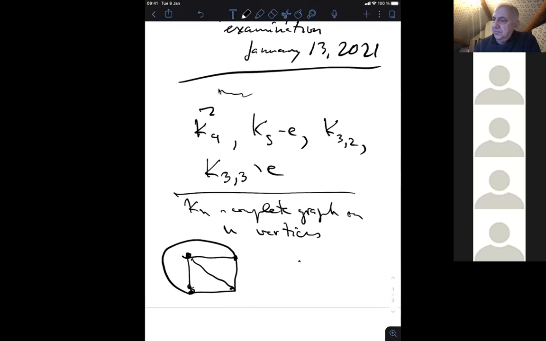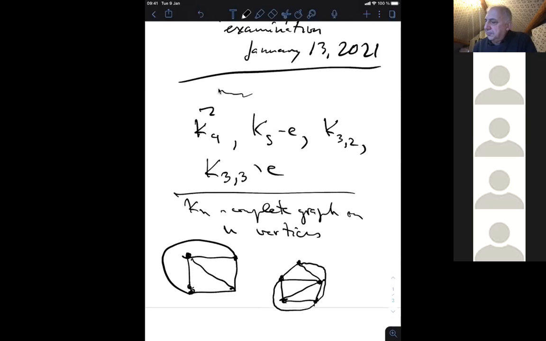Now K5 is a complete graph on 5 vertices. So we can draw it like this. Now we have to connect, so each vertex should be connected to 4 others. We have connected one of them to 4 others. Now we have to connect, let's see, what is it that we're missing here? We have to connect this with that, this with that.